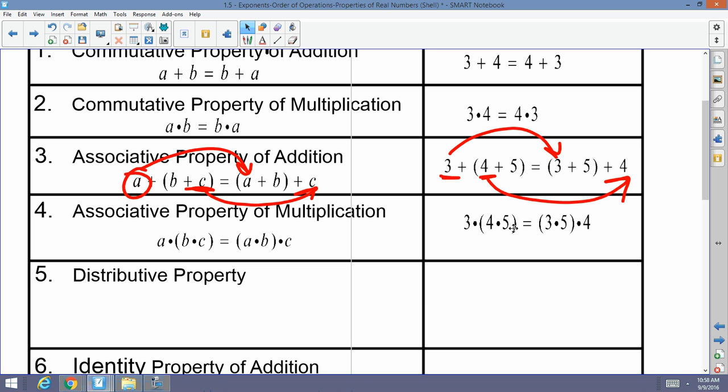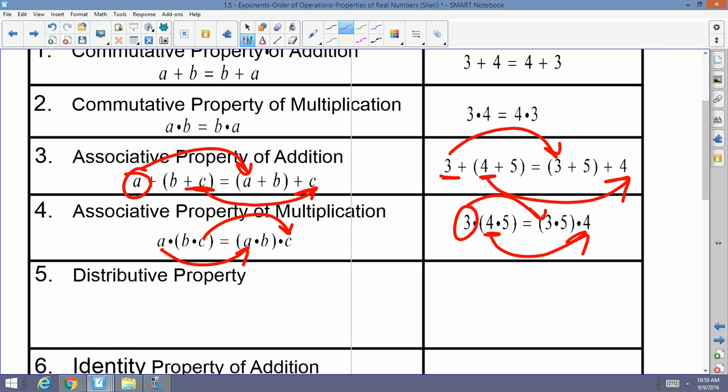A times B times C, in parentheses, equals now A times B, in parentheses, times C. So the A was taken out and put into the parentheses, and in this case, the C was taken out of the parentheses and pulled outside. In the example, I've got 3 times 4 times 5 equals 3 times 5 times 4. 3 was outside, I brought it inside. 4 was inside, I brought it outside. That's associative.